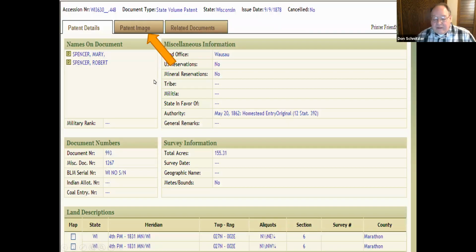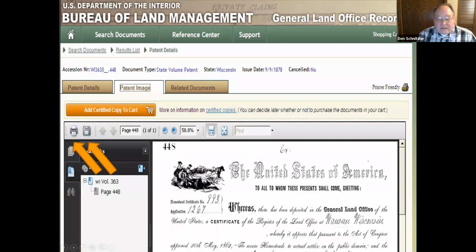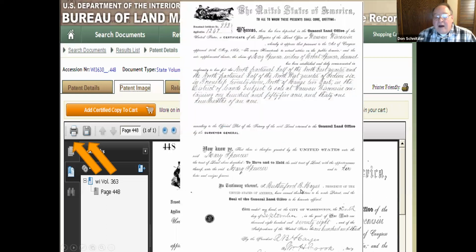Other things that are important on this particular website: this site has all the patents for the property transfers. You can find a copy of the original patent that was given to the land entryman by clicking on the link where it says patent image. Here's the image that comes up, and you can save it to your computer, print it, or copy it and manipulate it any way you want. And this again is the entire document for the land patent that would have been given to my great-great-grandmother when she proved her claim in 1878.